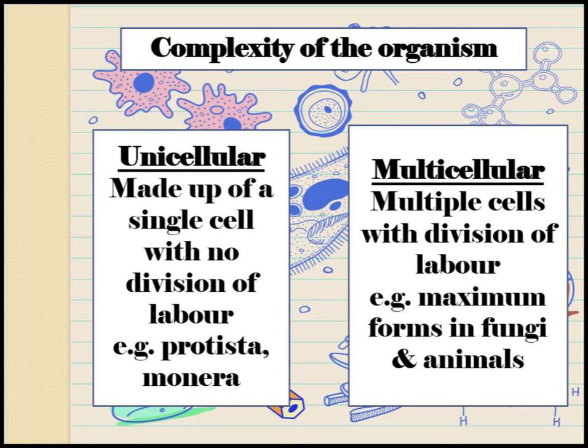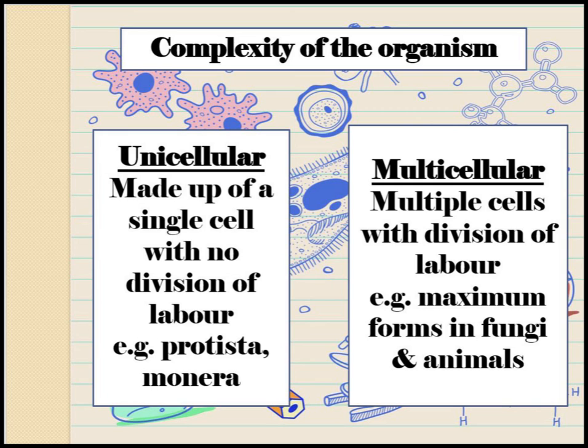Now, regarding the second criteria, there is the complexity of organisms. There are 2 kinds of complexities, that is unicellular and multicellular. What is unicellular? That is made up of a single cell with no division of labor. That is Protista or Monera. These are the unicellular organisms. What is multicellular? Multiple cells with division of labor, that is maximum forms in fungi and animals. So these are the complexities of organisms which we have to know, which decide the living organisms criteria.